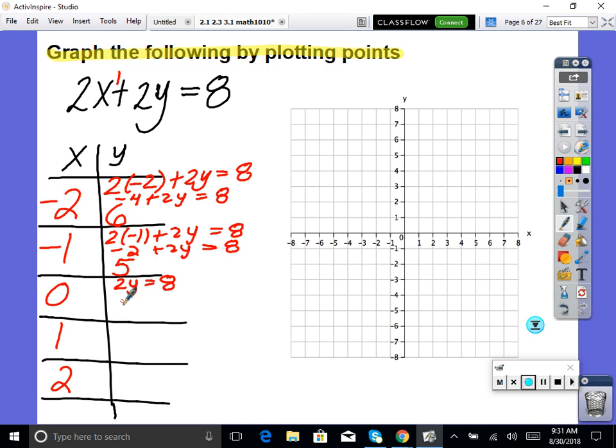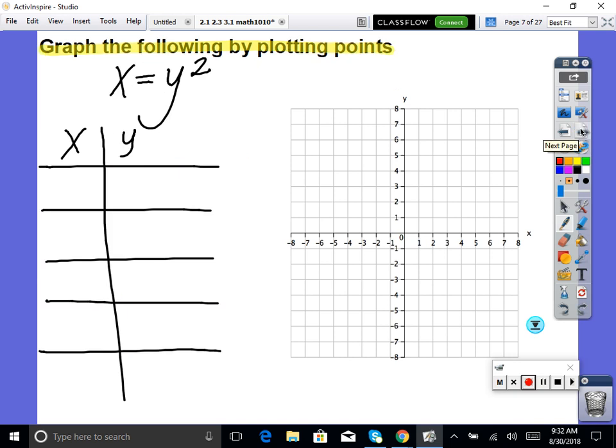Plugging in a 1. So wouldn't that be 2 plus 2y equals 8? Subtract 2, we get 6. 6 divided by 2 is 3. And then plugging in a 2: 4 plus 2y equals 8, subtract 4, 4 divided by 2, 2. And then we would plot the points. It should be a line, right? So if you have something weird, you've just done something wrong. Do you need me to plot the points, or do you guys know how to plot points? You're good. Don't waste our time. Moving on.